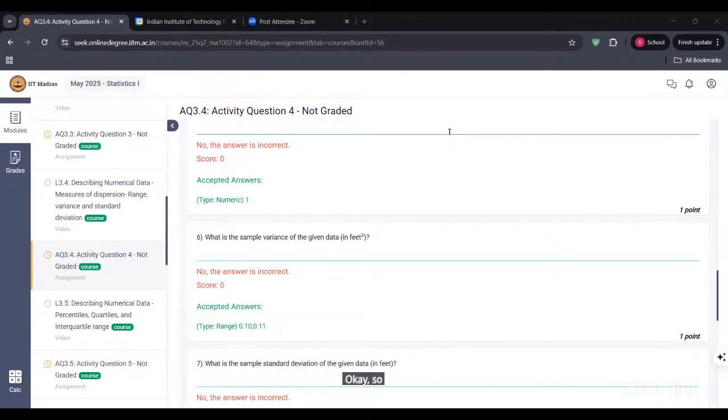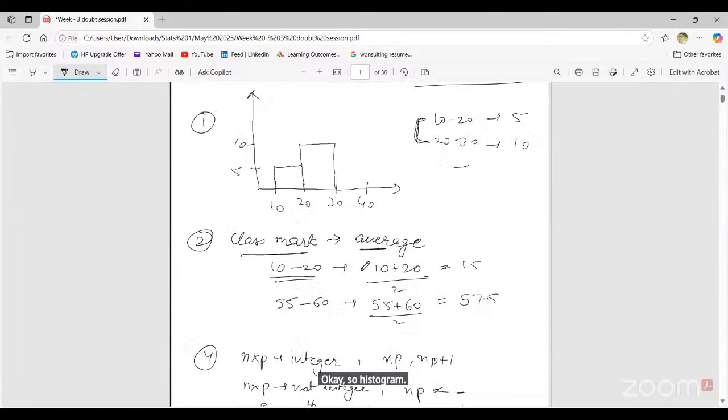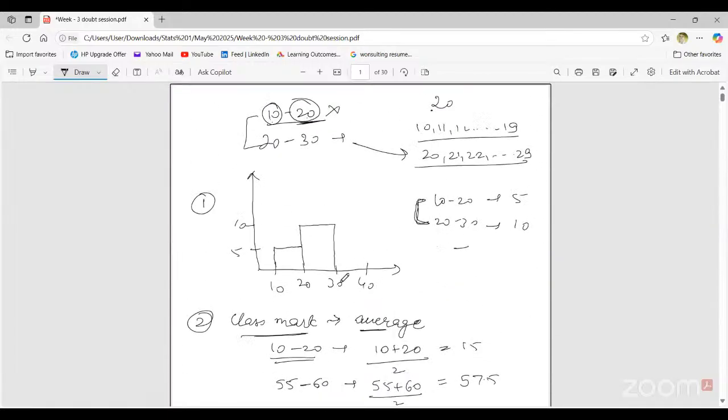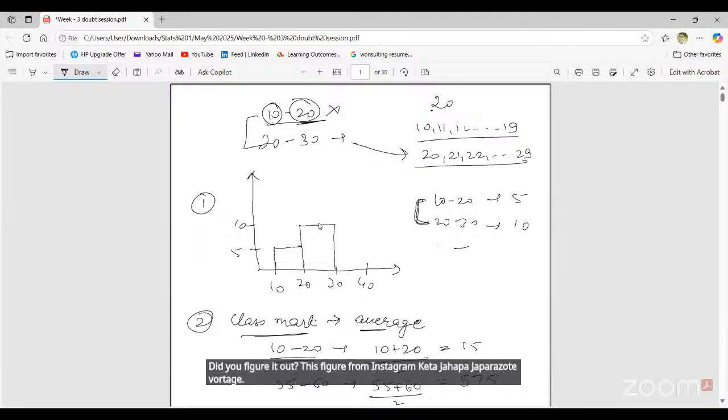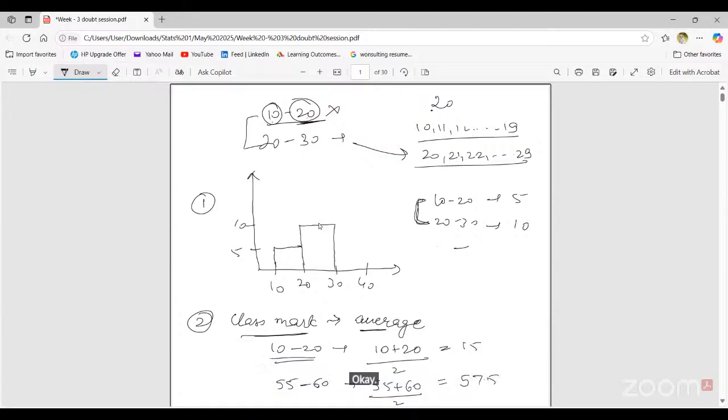Okay, so histogram. ये जो फिगर है, इस फिगर को हम हिस्टोग्राम कहते हैं, जहाँ पे जो बार्स होते हैं वो अटैच होते हैं, उनके बीच में ब्रेक्स नहीं होते. ठीक है? Okay, ma'am.